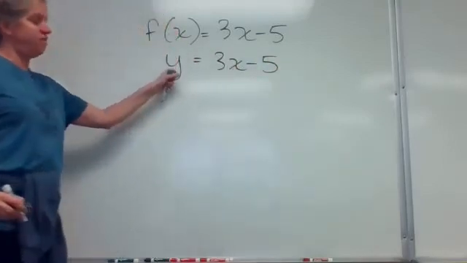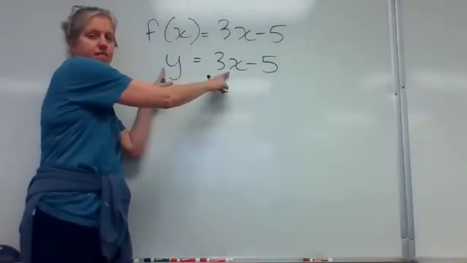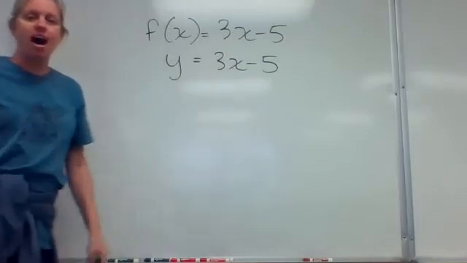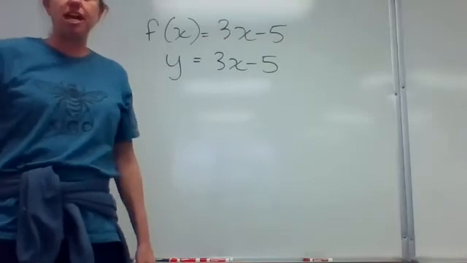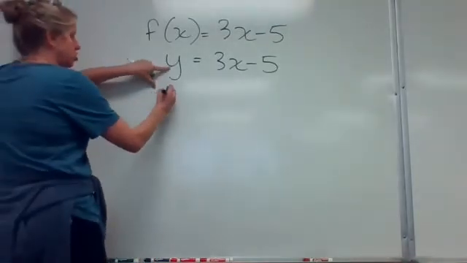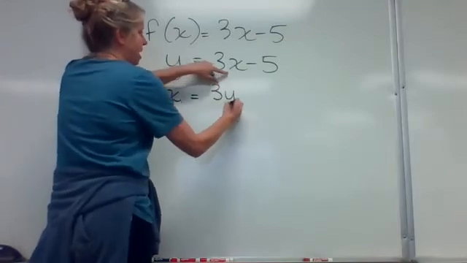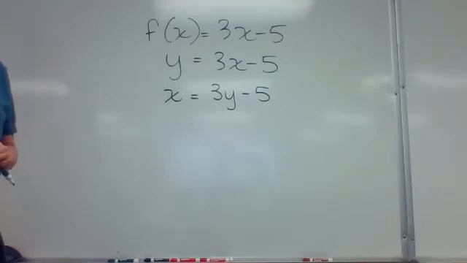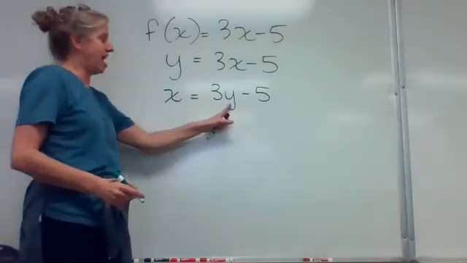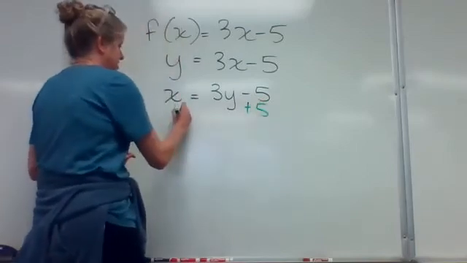Once you change the f of x to the y, then you invert the x and the y. Wherever you see a y, you put x, and wherever you see x, you put y. So this will turn into an x equals, this will turn into a y minus 5. And then solve it for y. Get your new y by itself. So add the 5 to both sides.